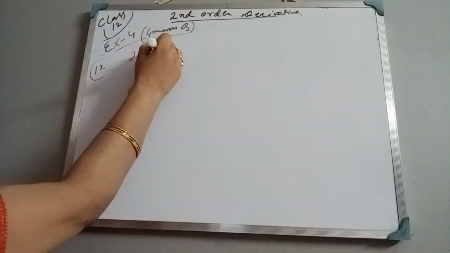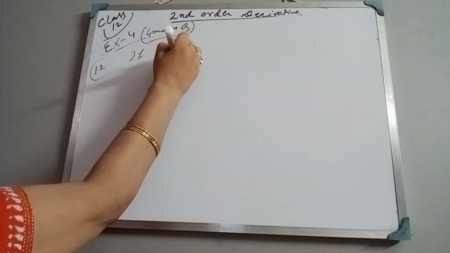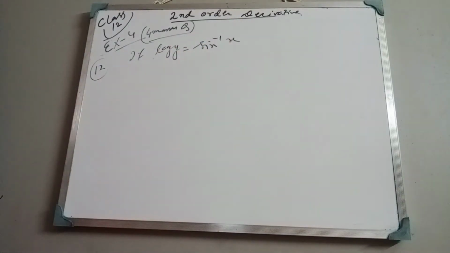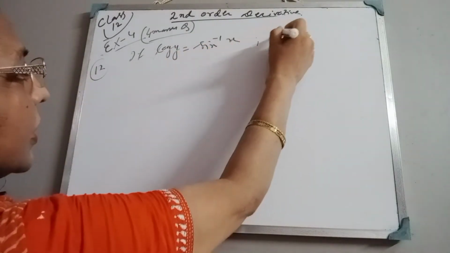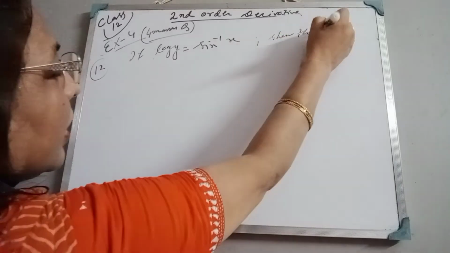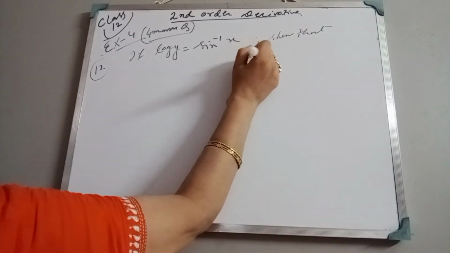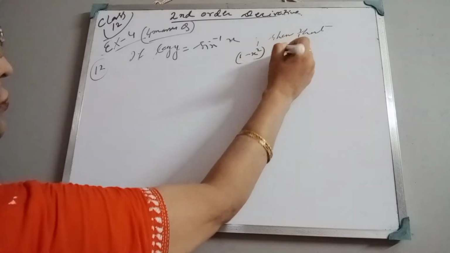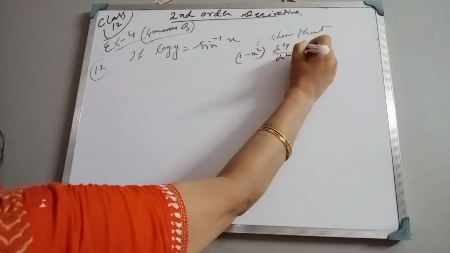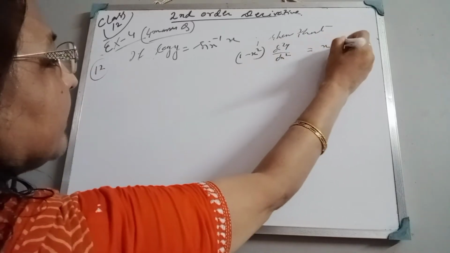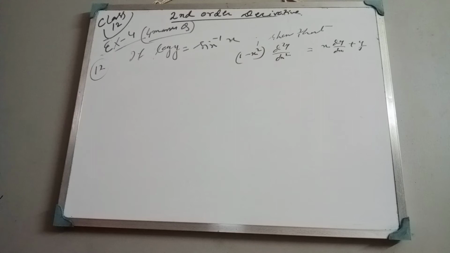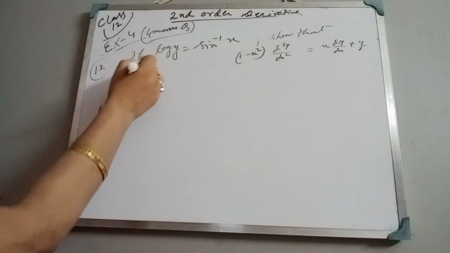What is the question? If log y is equal to sine inverse x, then show that 1 minus x square into d2y dx2 is equal to x dy dx plus y. Okay, now let's start from here.